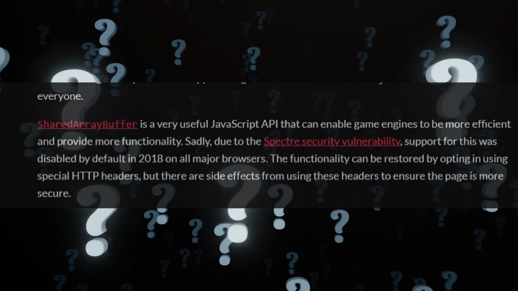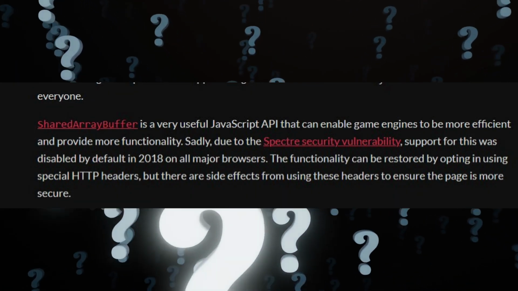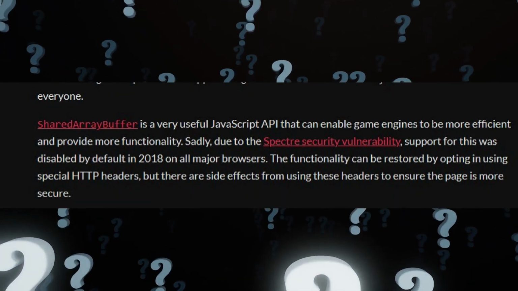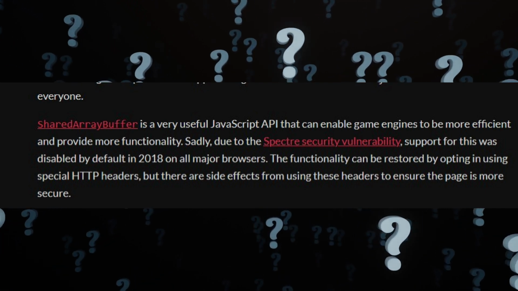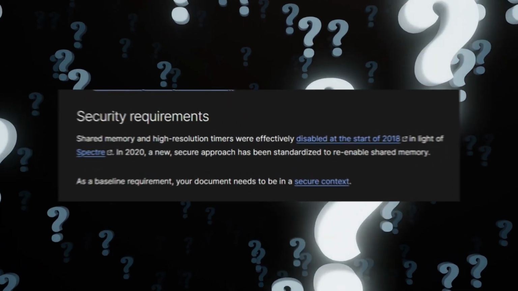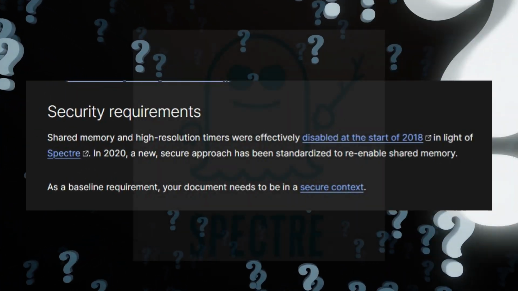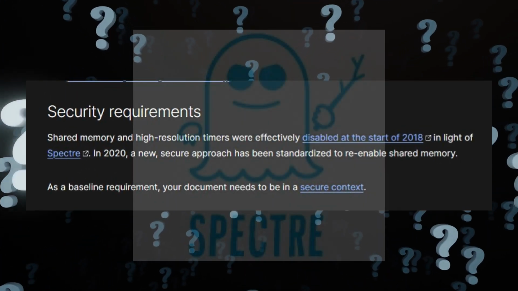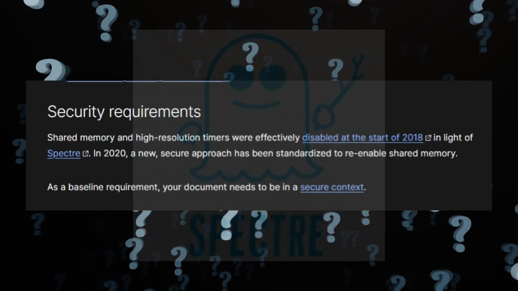So what does this mean for us that want to use WebGL? In short, shared memory and high-resolution timers were effectively disabled at the start of 2018 in light of the Spectre security vulnerability. In 2020, a new secure approach had been standardized to re-enable shared memory.